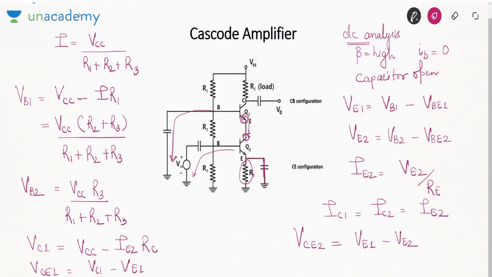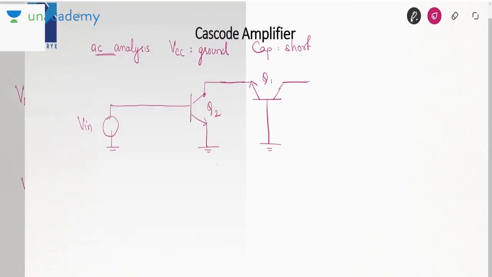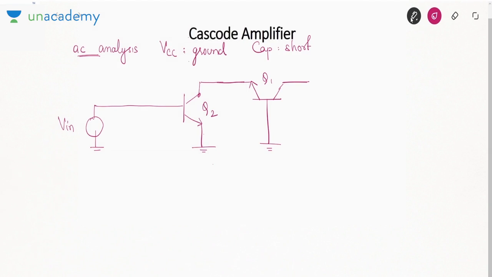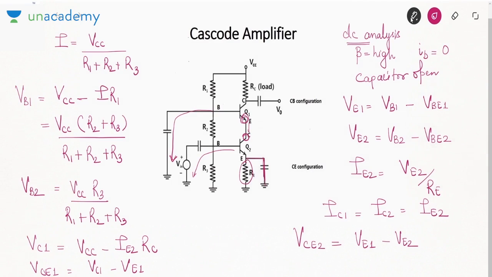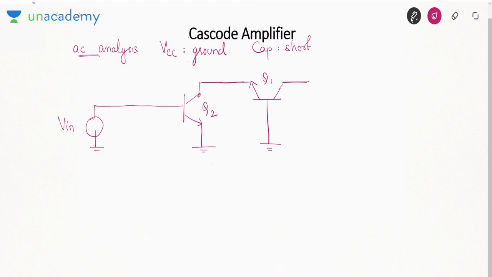Now let us talk about these resistances R1, R2, R3. R2 is connected between the base of Q1 and the base of Q2. Sorry, R3 is connected between the base of Q2 and ground. Between the base of Q2 and ground we have R3.